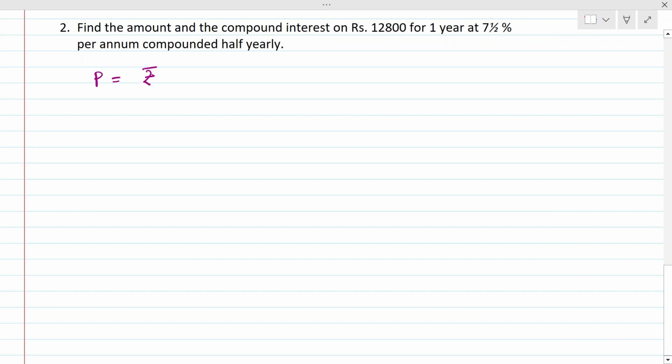We'll write all the given data. P equal to rupees 12,800 and N equal to 1 year and R equal to 7.5%. So now it is in mixed fraction. We have to make it into an improper fraction. 7 into 2 is 14 plus 1 is 15. R is equal to 15 by 2%. We are making it into improper so that calculations will be easier.